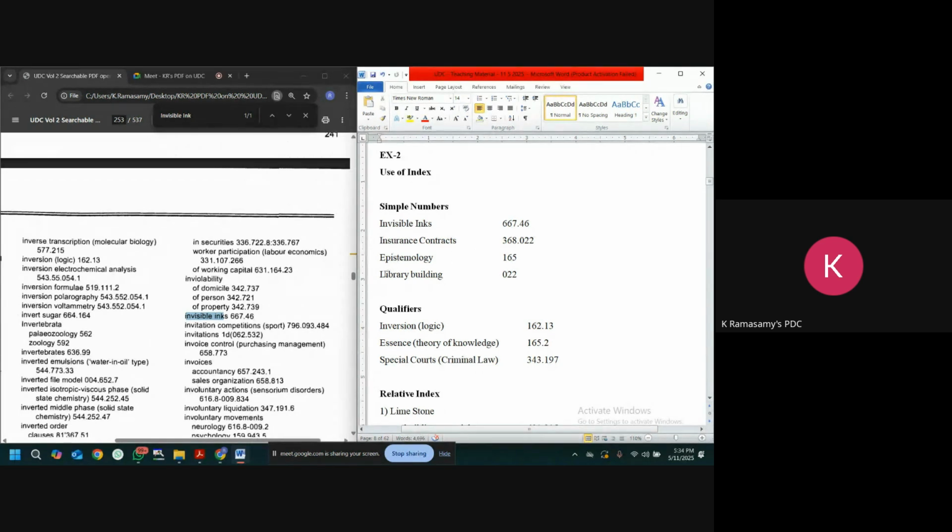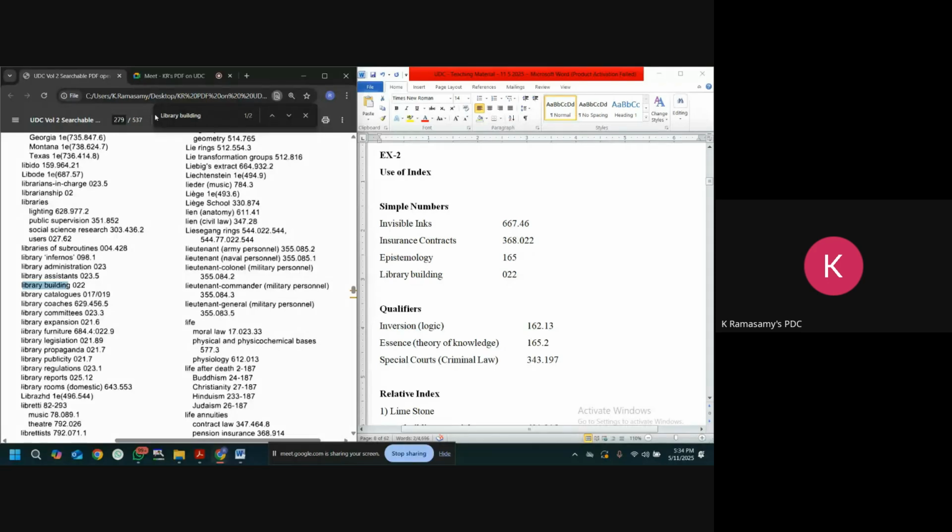Let me go for the term library building. There's a book in our library on library building. I go to the index and search for library building. You see the answer? The left side first column, which is bolded, library building. What is the number? 022. 02 stands for librarianship, 022 stands for library building. So these are very, very simple numbers. You go to the index, search for a term, the answer is there, take and use it, work is over.